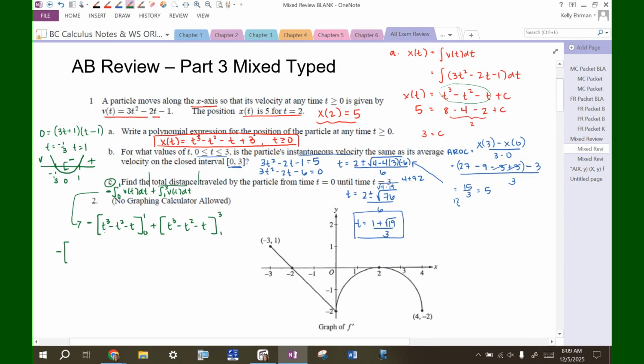All right, so plug 1 in, you get 1 minus 1, which is 0, minus 1. Minus, plug in 0, you get 0. Add to that plugging 3 in. When we plug in 3, we get 27 minus 9 minus 3. Subtract what you get when you plug 1 in. 1 minus 1 is 0, minus 1. This is positive 1. This is 27 minus 12, which is 15 plus 1. So this is 16. So I'm getting 17 as the total distance.